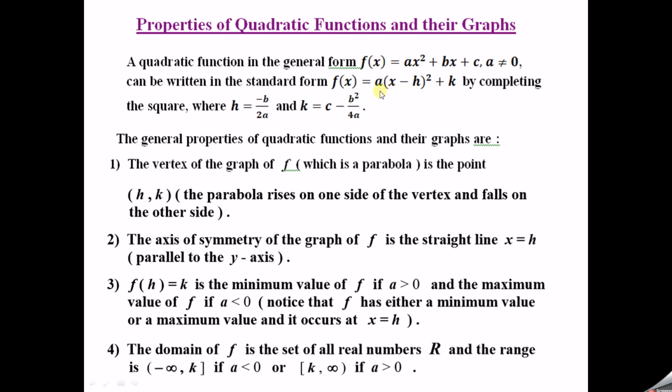But you must remember, if the equation is directly given in this form, a times (x minus h) whole square plus k, then directly you can pick h and k, which is the vertex. H and k, the point, will be the vertex, and thereafter you can make all these points. If it is not in the standard form, if it is given like this, ax square plus bx plus c, where a is not equal to 0, then you can compute h and k, which is the vertex. h is minus b over 2a, and k is c minus b square over 4a.